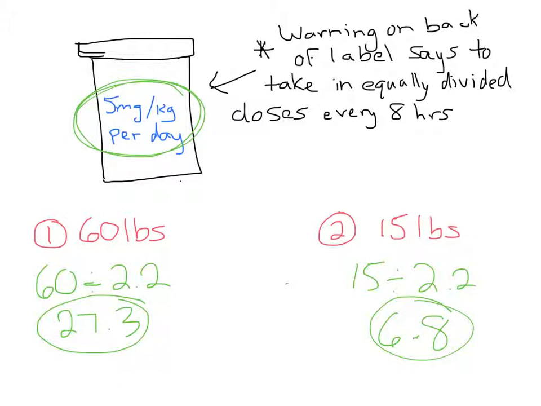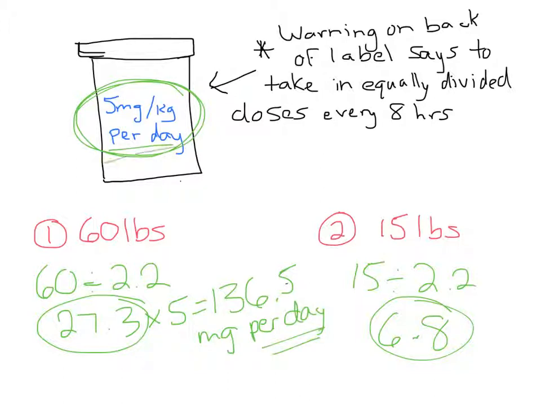So patient number 1, because they're 27.3 kilograms, we simply multiply that by 5, and 27.3 times 5 gives me 136.5, meaning that patient number 1 is going to take 136.5 milligrams per day. And I'm saying per day because that's what it also says up here on the label, that the patient is taking 5 milligrams per kilogram each day. That's what it says right there. So our patient number 1 is taking 136.5 milligrams per day.